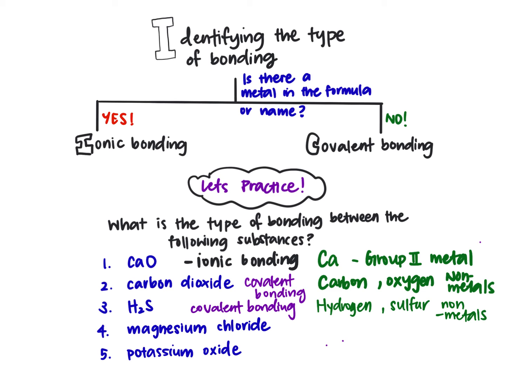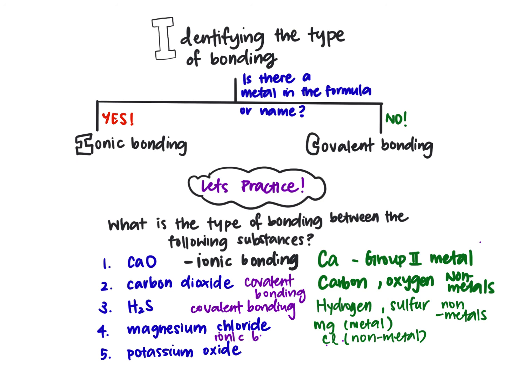Let's do question 4. Magnesium chloride. Magnesium chloride has magnesium, which is a metal, and chlorine, which is a non-metal. So this points us back to ionic bonding because of the metal that is present.